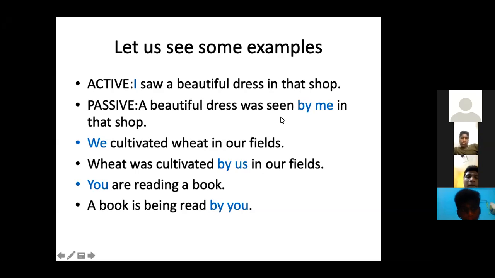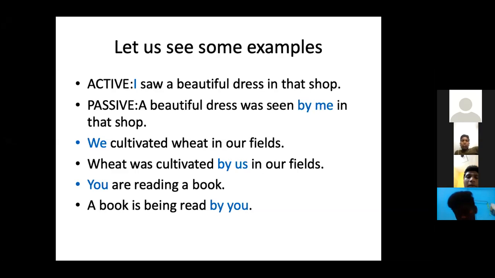So this is the third form of the verb. It is present tense, past tense, and past participle. So that is why here seen is used. Okay, a beautiful dress was seen by whom? By me. So I has become by me. Okay, in that shop. In that shop is the adjunct. You have learned the sentence pattern, isn't it? So according to the sentence pattern, you just have to change only the subject, verb, and the object. You should not change the adjunct or the extra information in that.